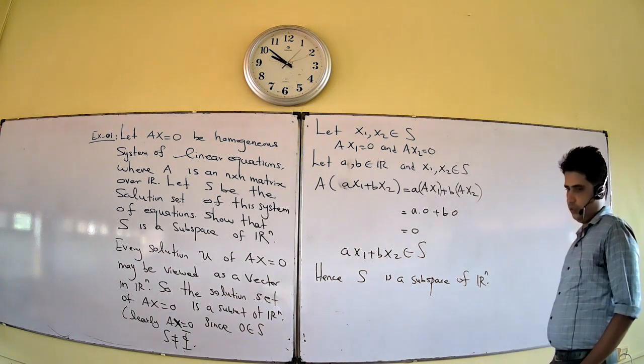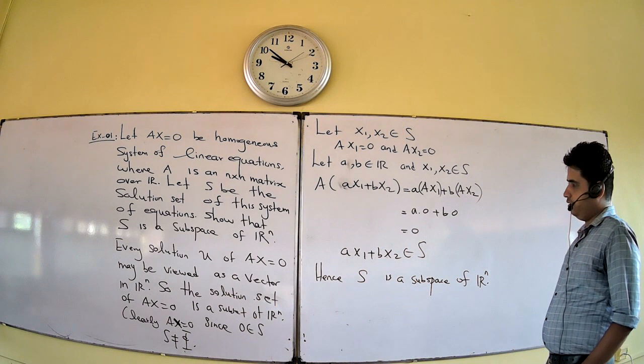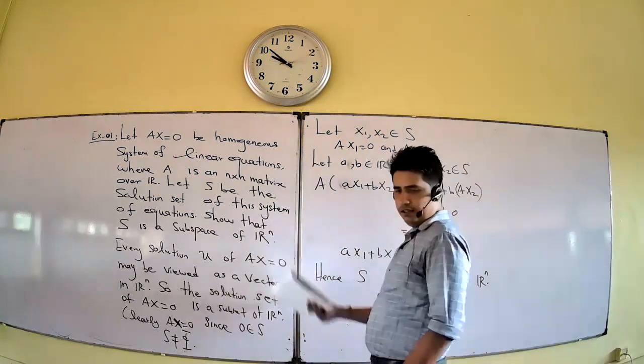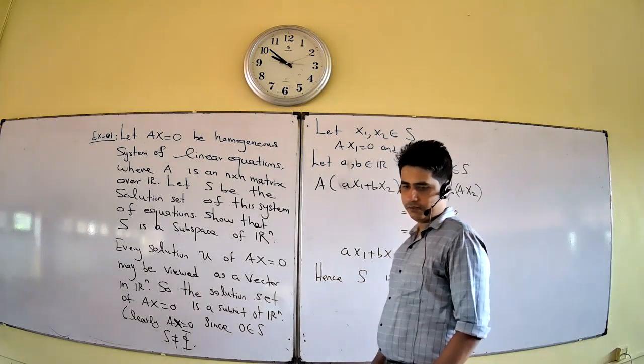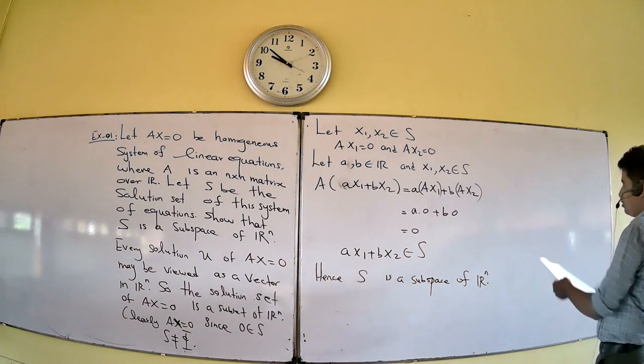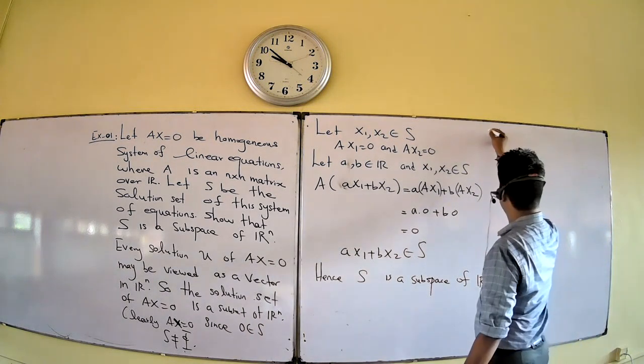Okay, it is a homogeneous system. Suppose you have Ax equal to B, that means it's a non-homogeneous system. Okay, right. Next question, exercise number 2.